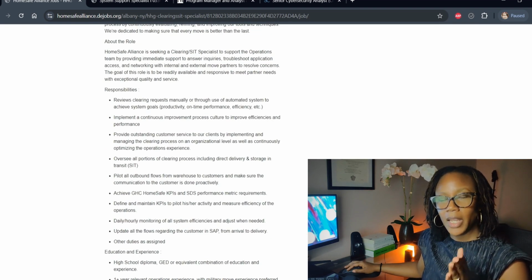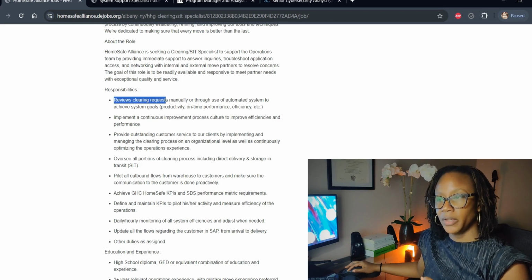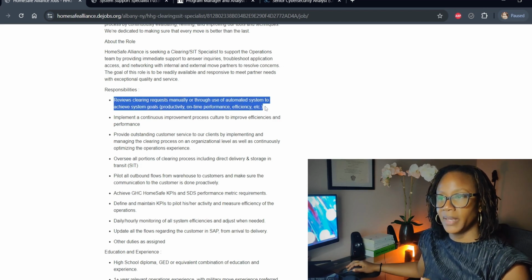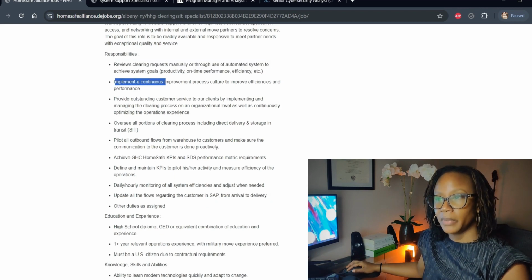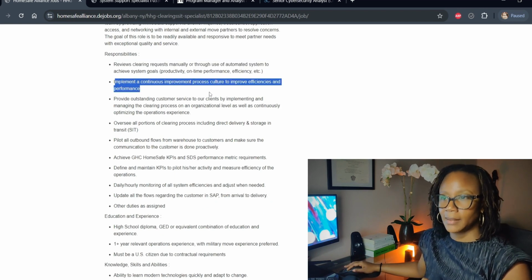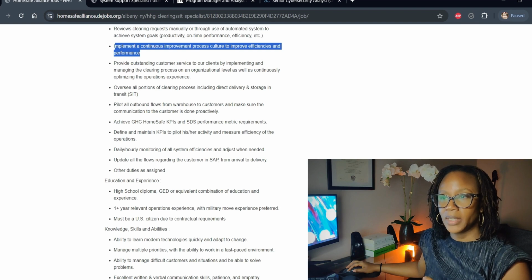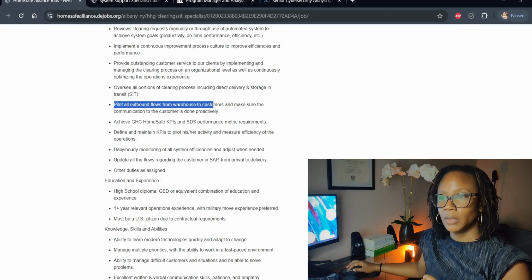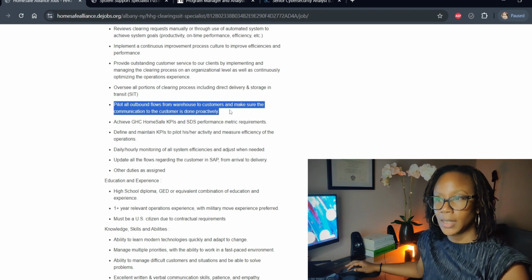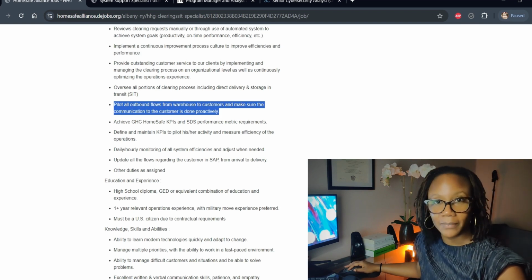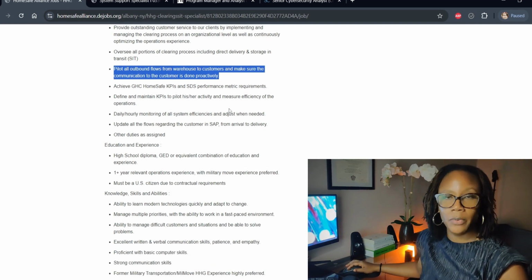Make note, if you have any of these responsibilities, you're going to be reviewing requests through their automated system. Your job is to implement continuous improvements there. In addition, you're going to pilot outbound flows from warehouse to customers and make sure the communication to the customer is done proactively. Okay, so you have to be a people person here.